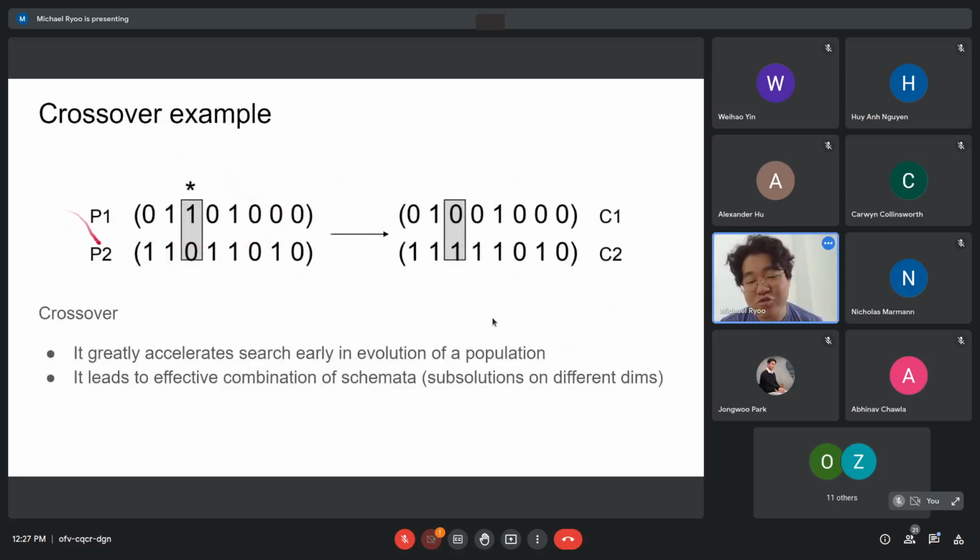Crossover is based on two individuals. For example, if one policy was based on this set of parameters and another policy was based on this set of parameters, you can exchange their values and create two children out of them, which are not exactly identical to any of the parents, but pretty similar. These two become new policies. This often accelerates search early in the evolution of a population, and this is an effective combination. But using this or not is completely up to you.